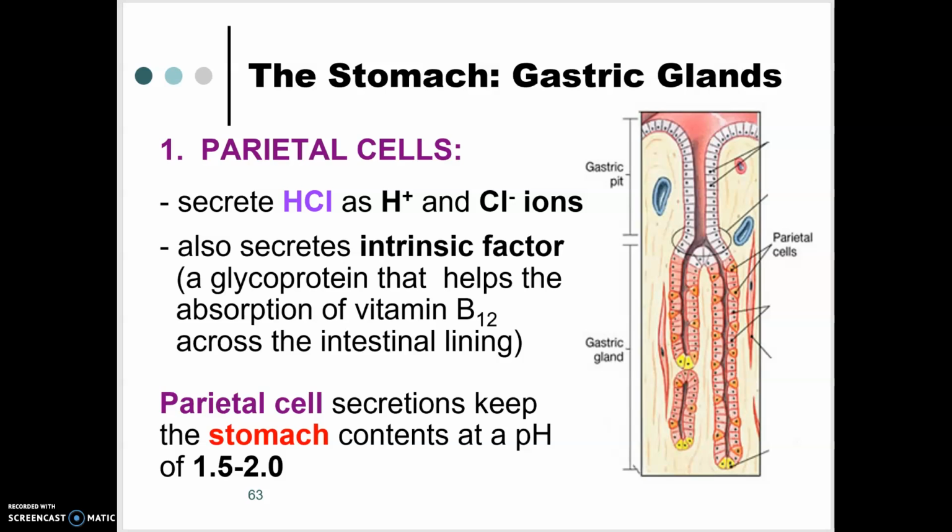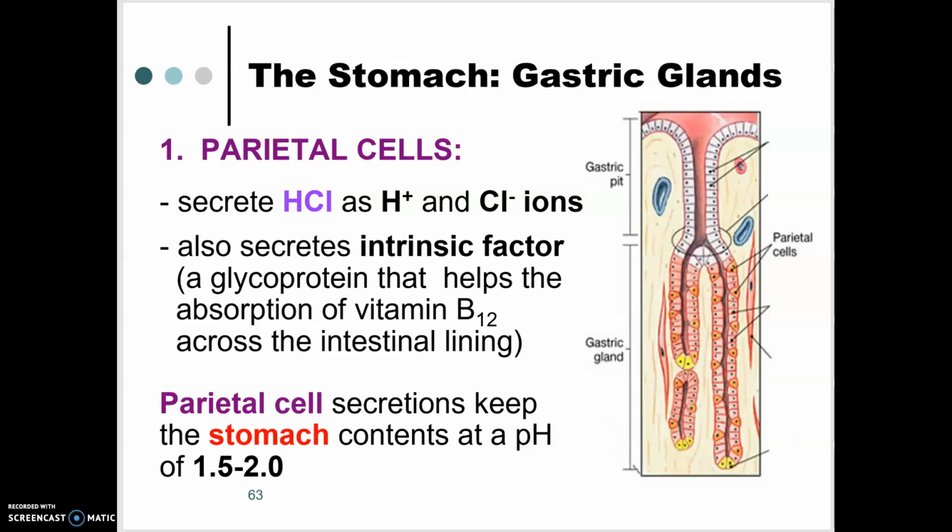Okay, so the first one we mentioned are the parietal cells. Now, the parietal cells are responsible for keeping a low pH in the stomach. They're going to secrete hydrochloric acid, but they're not going to secrete the acid itself. What they do is secrete hydrogen and chloride ions separately.